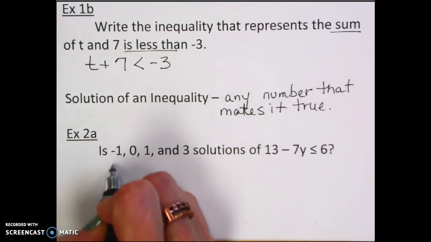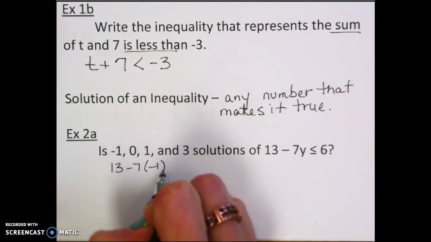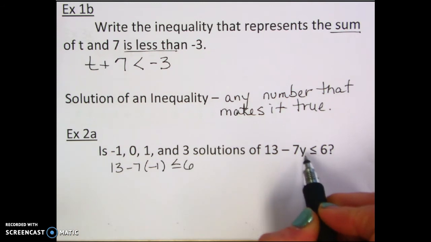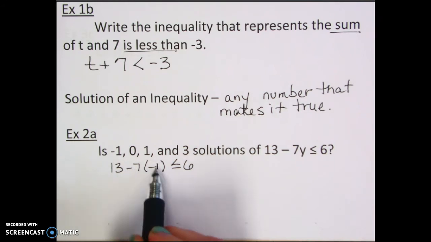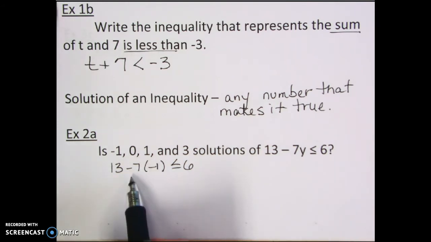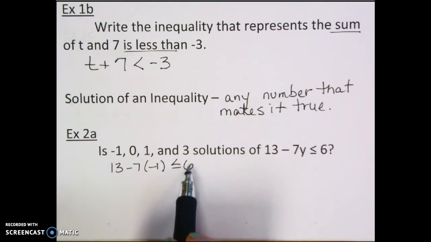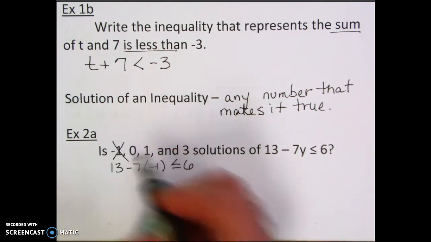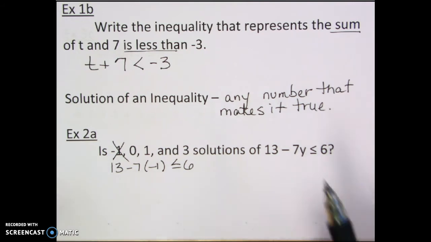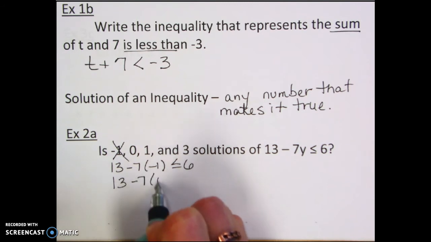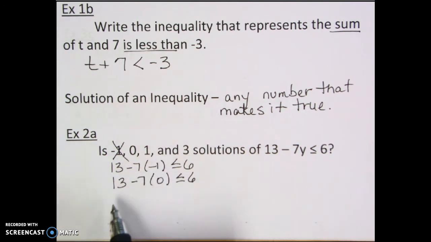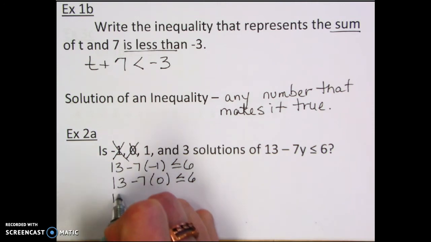So if you put -1 in for y, is it less than or equal to 6? So you do the math. 13 plus 7 is 20. 20 is not less than or equal to 6, so -1 does not work. And then you would check the 0. If you put 0 in there, is that less than or equal to 6? 13 take away 0 would be 13. It is not less than or equal to 6. We could try the next one.